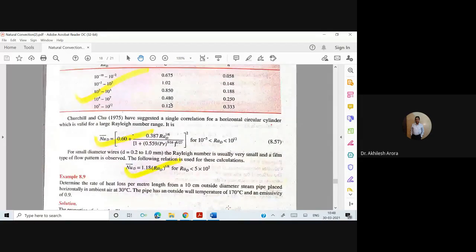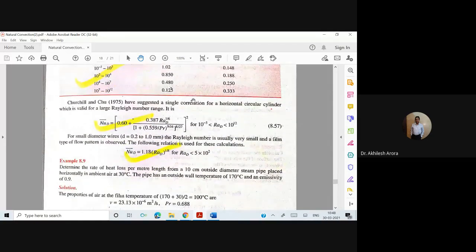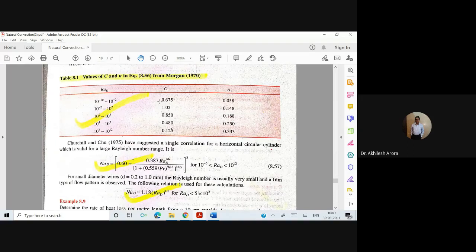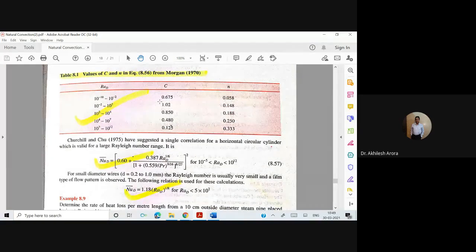Then there is, once again for horizontal circular cylinders, an equation which is valid for a large Rayleigh number range. Here in the above table, you can see for small ranges, the values of C and n change. But here you can see this value of the Rayleigh number based on diameter varies between 10 raised to power minus 5 to 10 raised to power 12, so it's a huge range of the Rayleigh number.